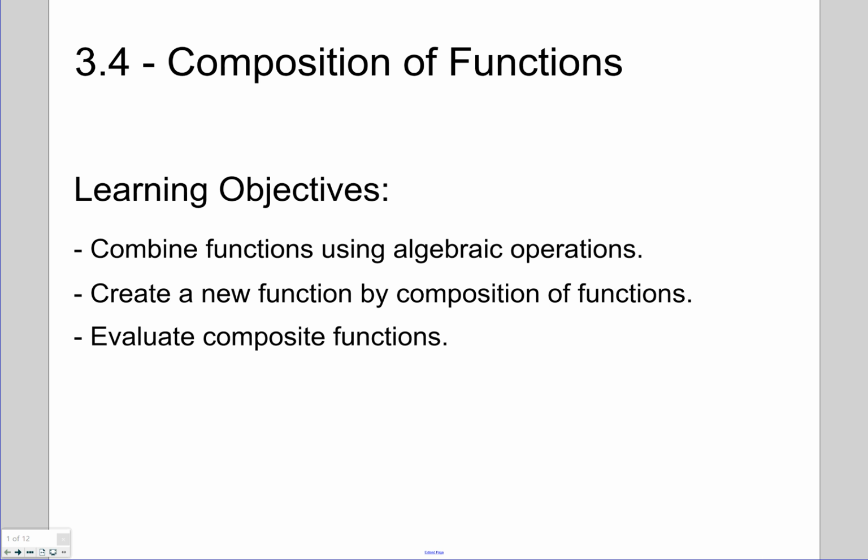All right, we're back. We're going to start with composition of functions. Pablo has a question. Yes, Pablo.